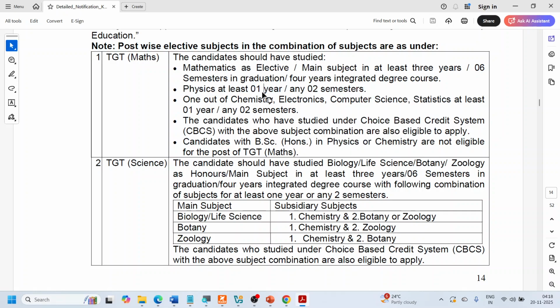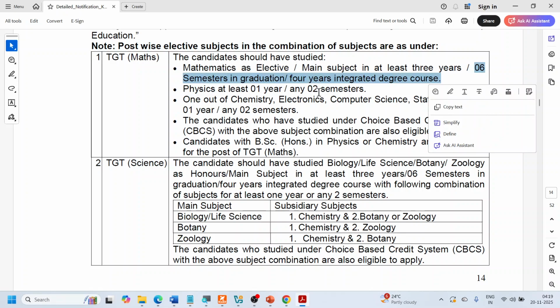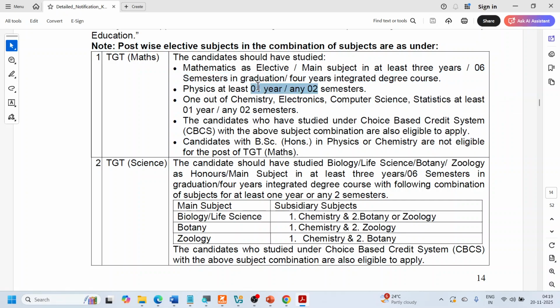That is 2 semesters, 1 year or 2 semesters, whichever is valid. For physics, they have said, for mathematics, there is only one criterion. That means you have studied mathematics for all the 3 years of your graduation. Whereas for physics, it is not the 1 year. If you studied physics, it is okay.